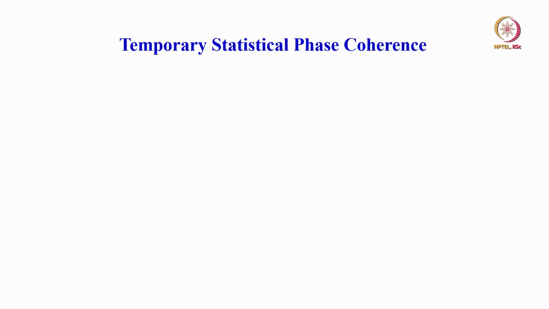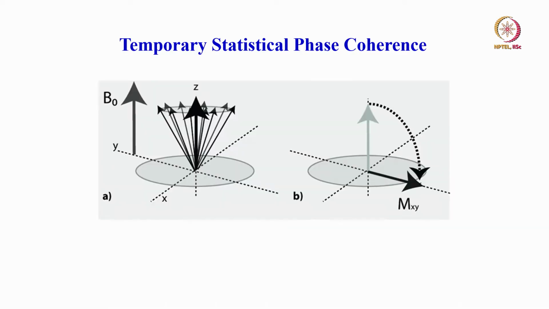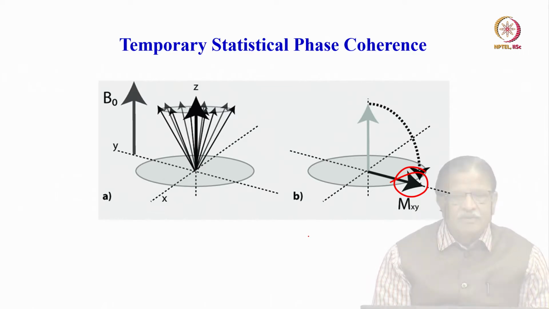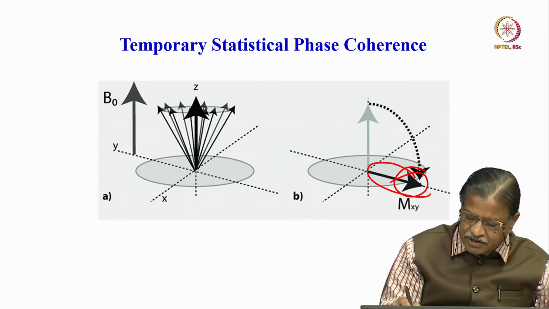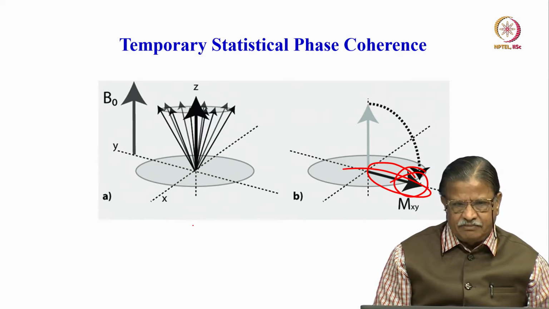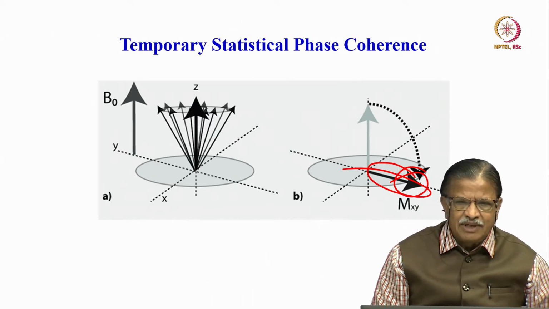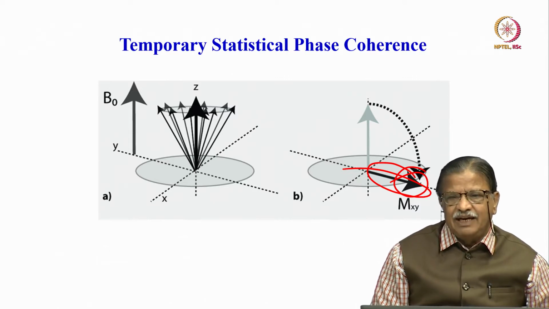What is going to happen? When you perturb the spins in equilibrium by an RF pulse, then you are going to bring the magnetization to the perpendicular axis. Whether x axis or y axis does not matter, that is not an important thing now. So what is going to happen? Instantaneously, as soon as you bring the magnetization to the x-axis, there is a phase coherence. Temporarily, there is a statistical phase coherence. All the nuclear spins will be aligned along a particular axis. But then what happens? This phase coherence will get disturbed.